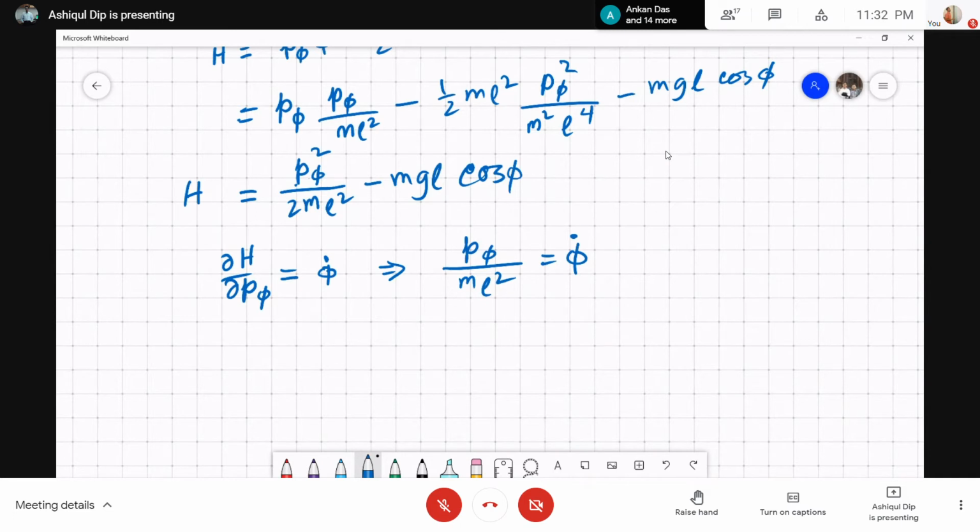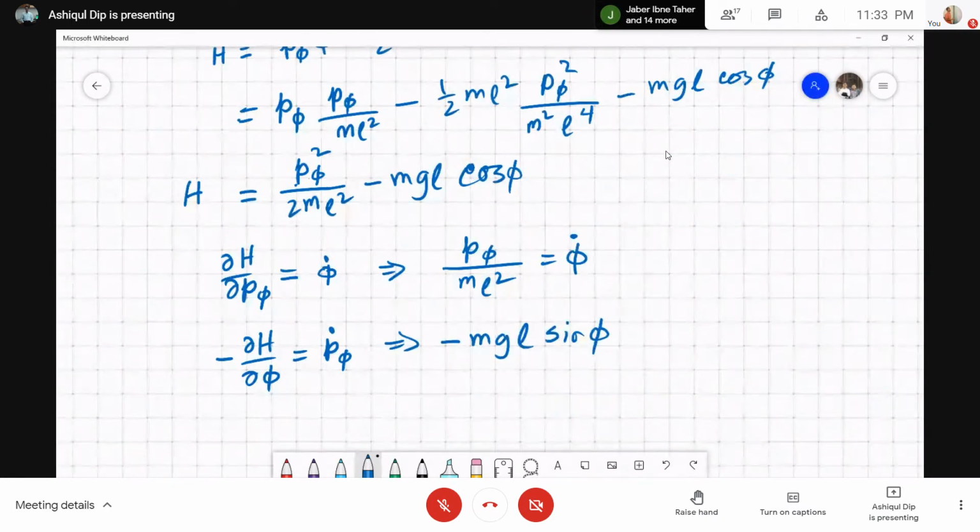And then negative delta H by delta phi has to be equal to P phi dot. What is this derivative? The only explicit cosine phi we have is here. So this negative and that negative becomes positive, but taking the derivative you get another negative, so that is negative m g L sine phi, right? That equals P phi dot.